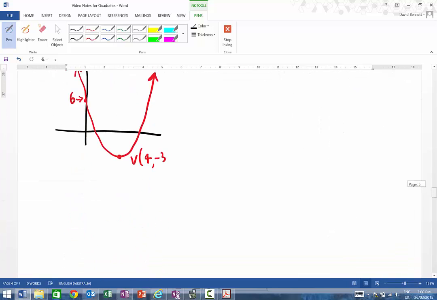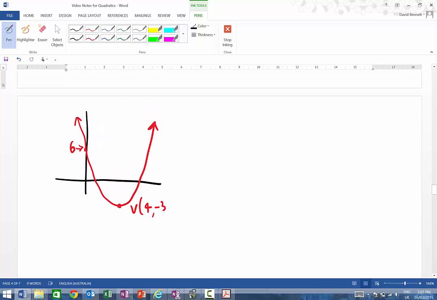Again, I could graph that equation over here. Now the third example we're going to look at is the case where you have the vertex point given to you. If you get given the vertex point, then you need to use the equation in the other form. The other form is y equals a, then x minus the x coordinate, which is 4, squared, plus k, which is -3.